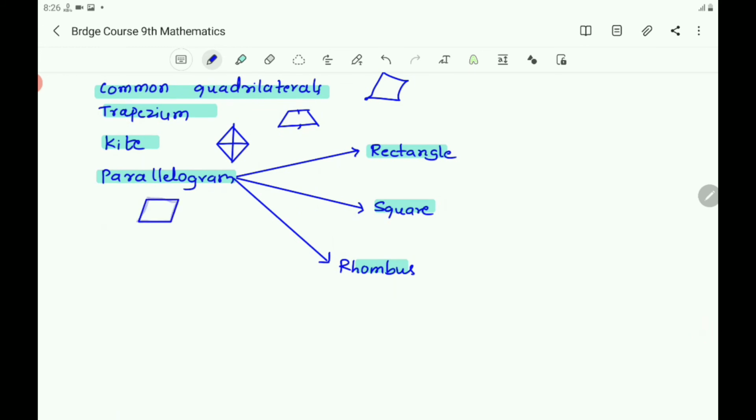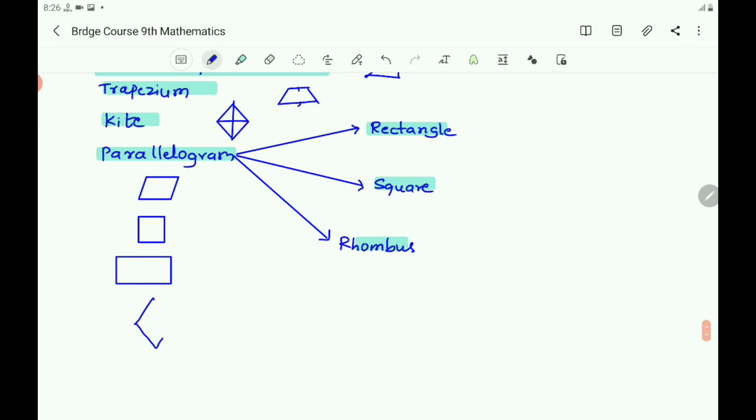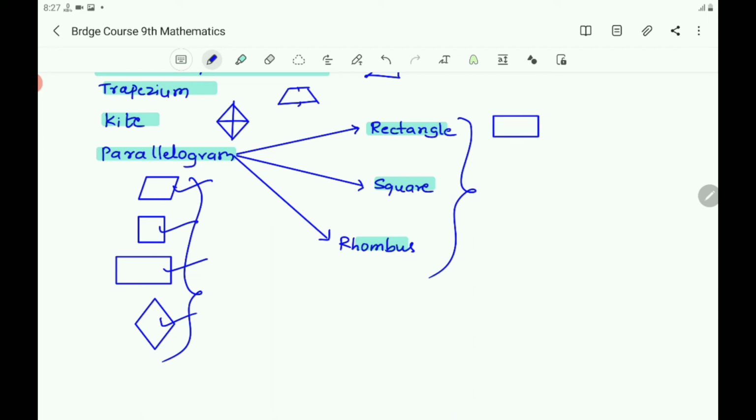There are different types of parallelogram. You know, square is there, common parallelogram is there, rectangle is there, and also rhombus is there. In this way, all these are parallelograms: the common parallelogram, square, rectangle, rhombus. So here these three are the different types of the parallelogram: the rectangle, square and rhombus.